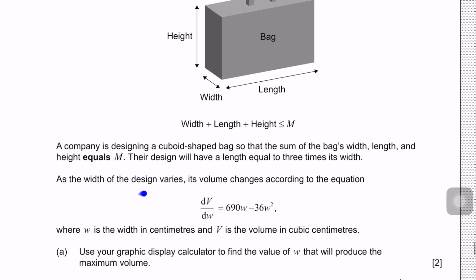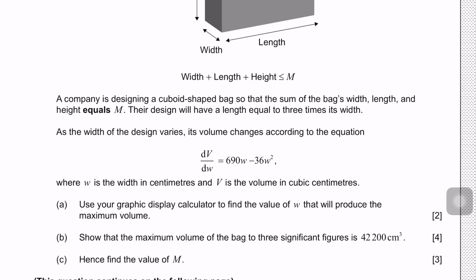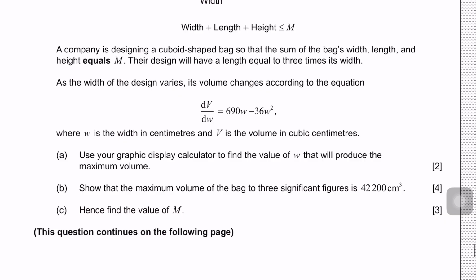As the width of the design varies, its volume changes according to the equation dV/dw equals 690w minus 36w squared, where w is the width in centimeters and V is the volume in cubic centimeters. Part A asks us to use your graphic display calculator to find the value of w that will produce the maximum volume. Okay, so what do we have here?